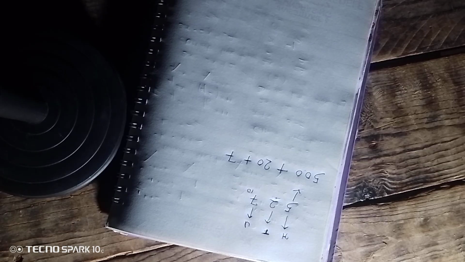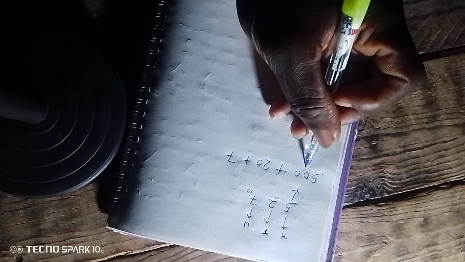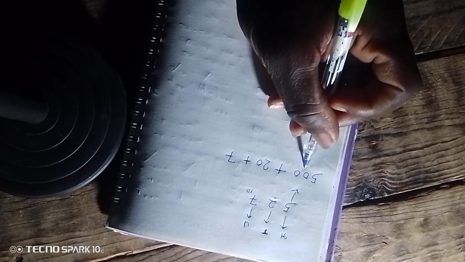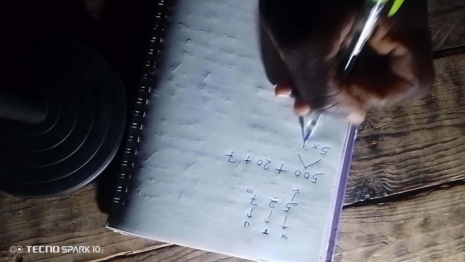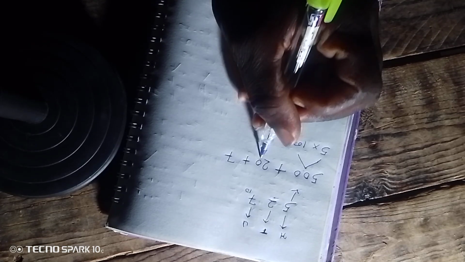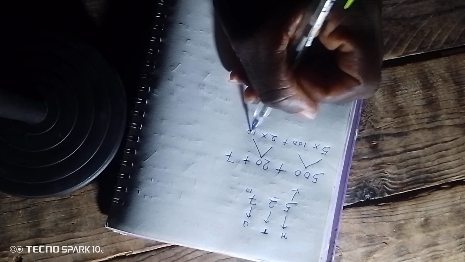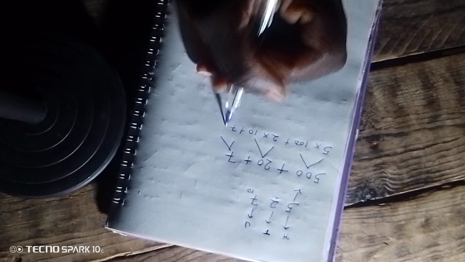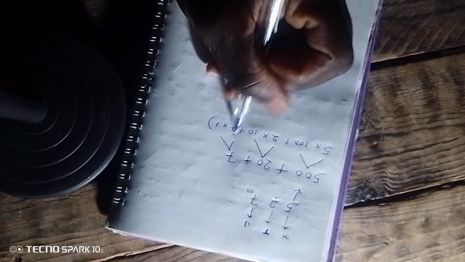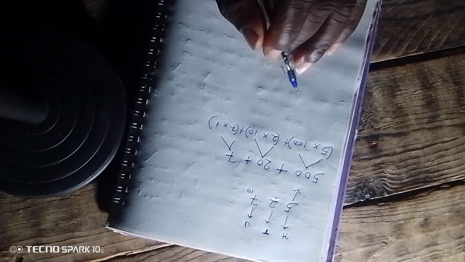Now, what am I trying to say? Remember, as I said, 500 means 5 times 100. This means 2 times 10. And this means 7 times 1. Yeah, that's what this means.